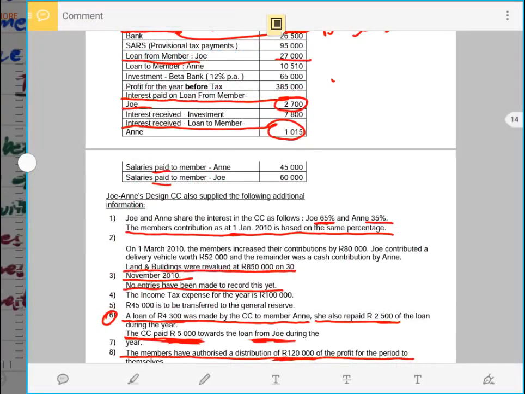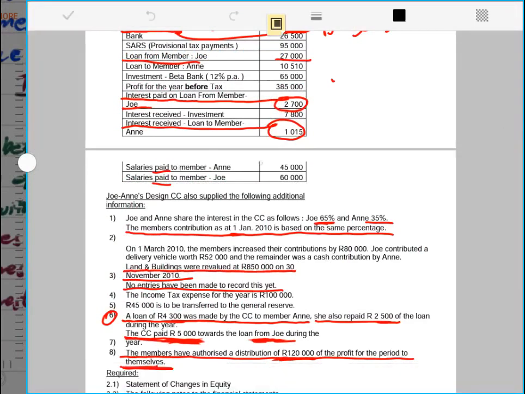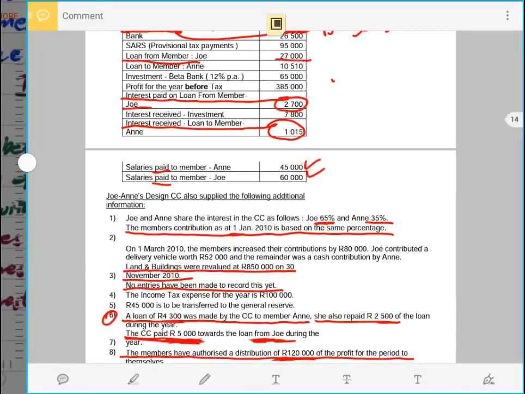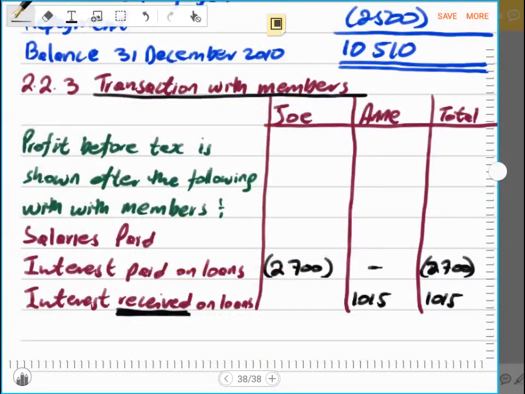Then we record only the next two entries, being salaries that were paid by the close corporation to the members, 45,000 rands and 60,000 rands. These two amounts will have to be recorded with brackets indicating the outflow of cash. Then this will be 60,000 rands negative and 45,000 rands negative, indicating outflow of cash, money going out of the close corporation, and the total will be 105,000 rands. Then we also write under the total the same amount.